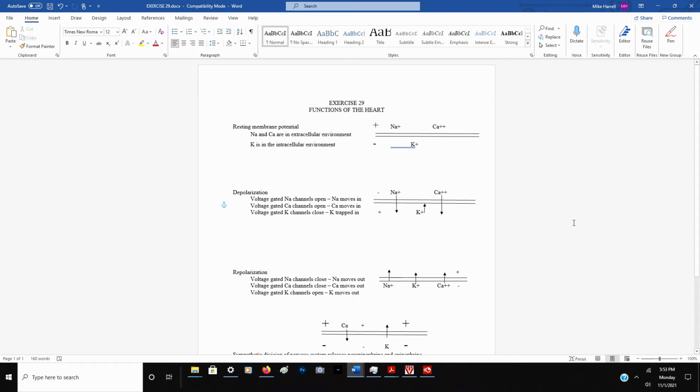Let's look over exercise 29 from your lab book. This is all about functions of the heart. Remember, functions are physiology, so we'll look at how something works here. Whenever you get to chapters on neurons, muscle cells, or anything related to them, they often talk about these resting membrane potentials, depolarizations, and repolarizations.